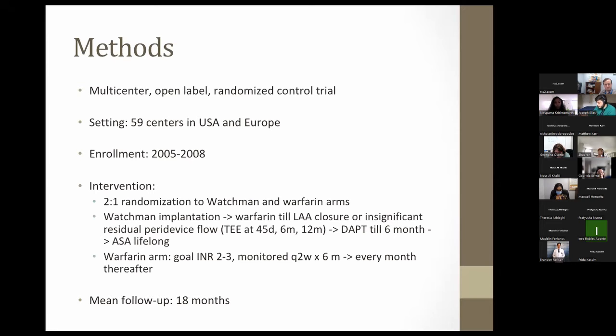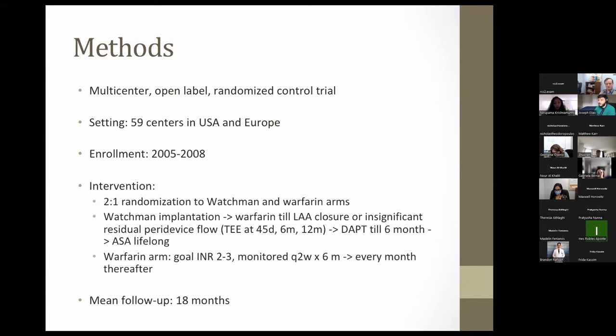So the intervention was a 2-to-1 randomization to Watchman and warfarin arms. In patients that received the Watchman implantation, they were started on warfarin immediately post-procedure, and they received a transesophageal echo at day 45, and then 6 months and 12 months. And they were assessed for left atrial appendage closure or insignificant residual peri-device flow. Once this was achieved, they were switched from the warfarin to Plavix and aspirin till 6 months post-intervention, and thereafter, they remained on aspirin for the rest of their lives.